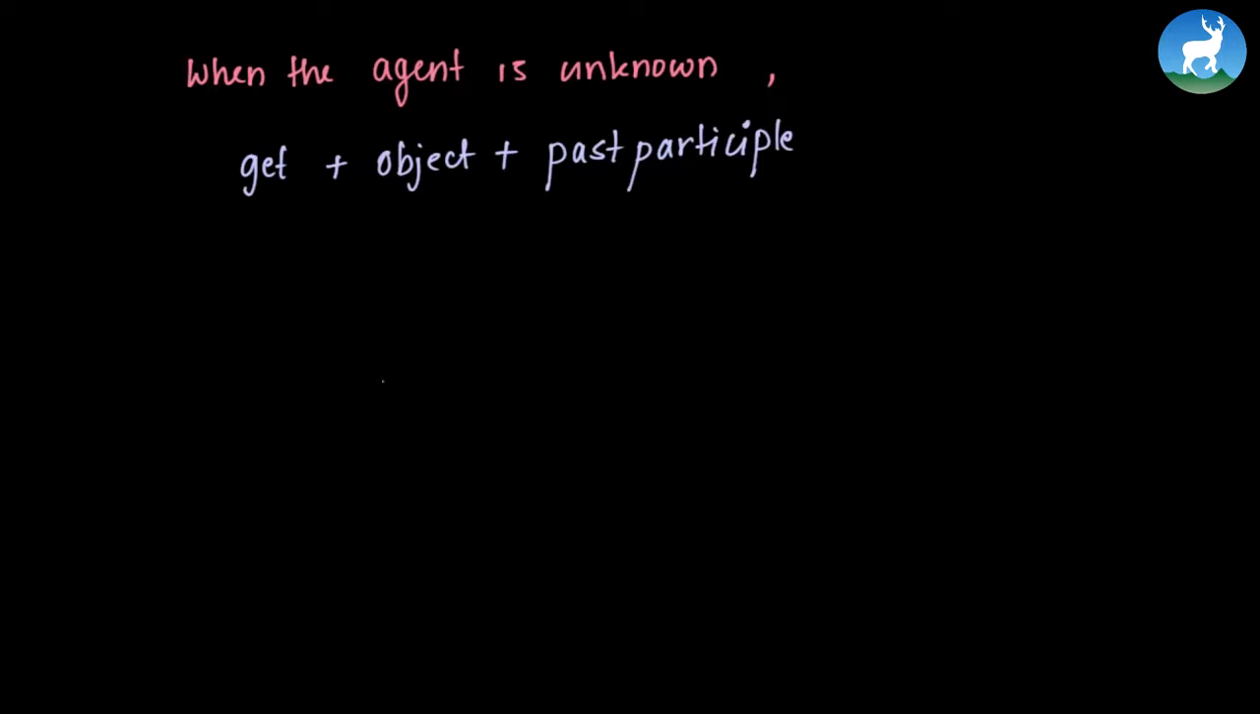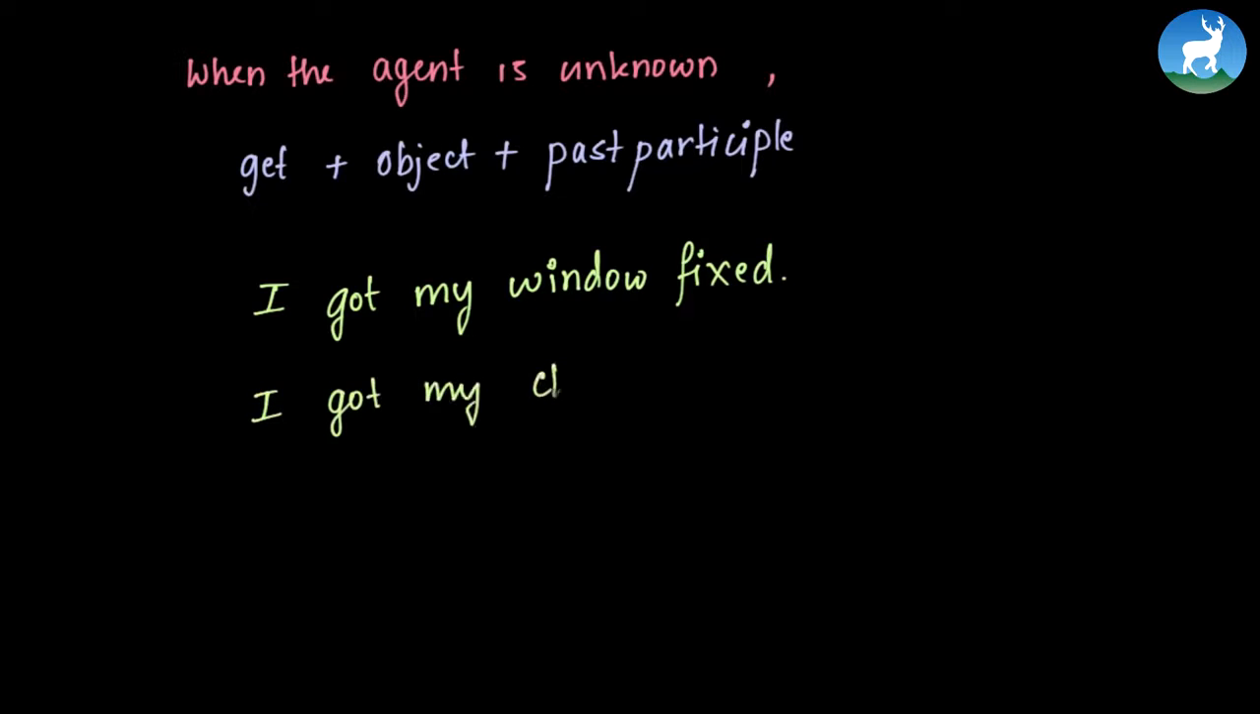For example, I got my window fixed. I got my clothes ironed. So here, fixed and ironed are the past participle forms, and after the form of get, we are placing an object, that's a window in the first sentence, and in the second sentence, the clothes are the objects, and then the past participle form, that's fixed or ironed. So when the agent is unknown, we use this structure.